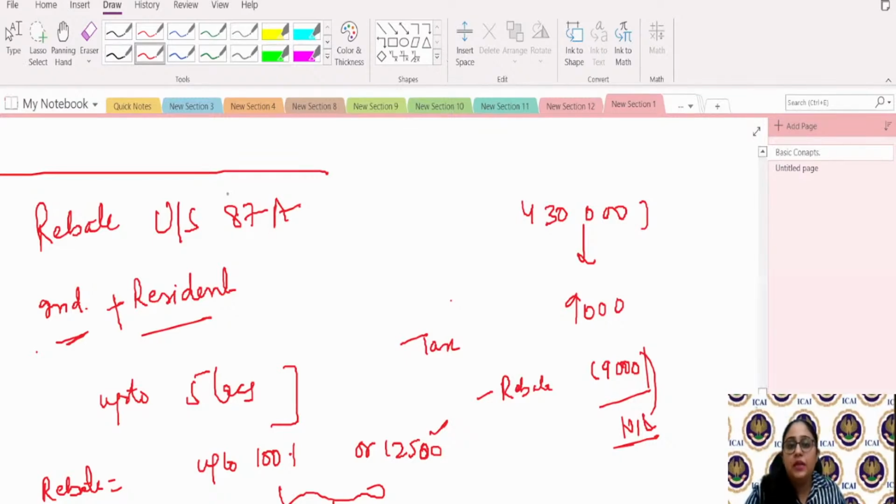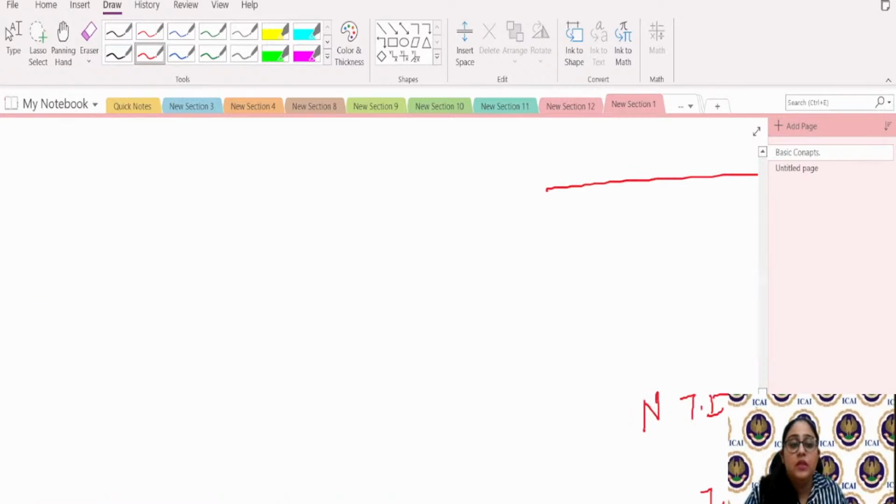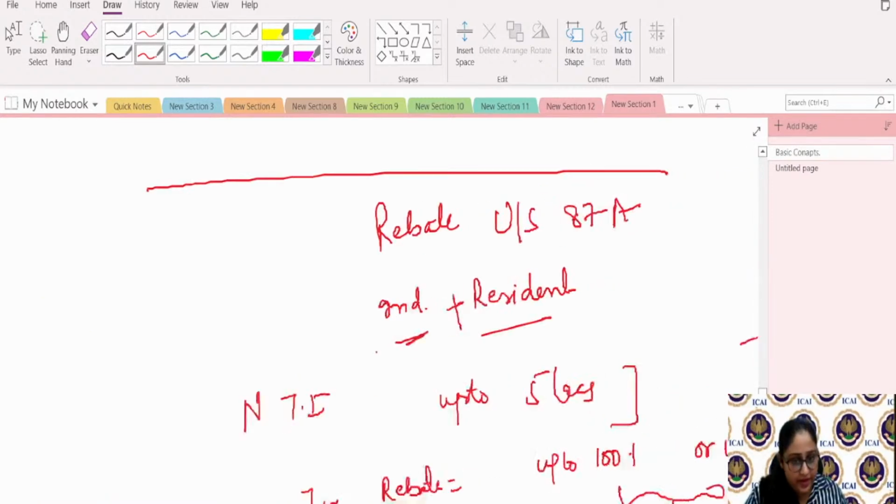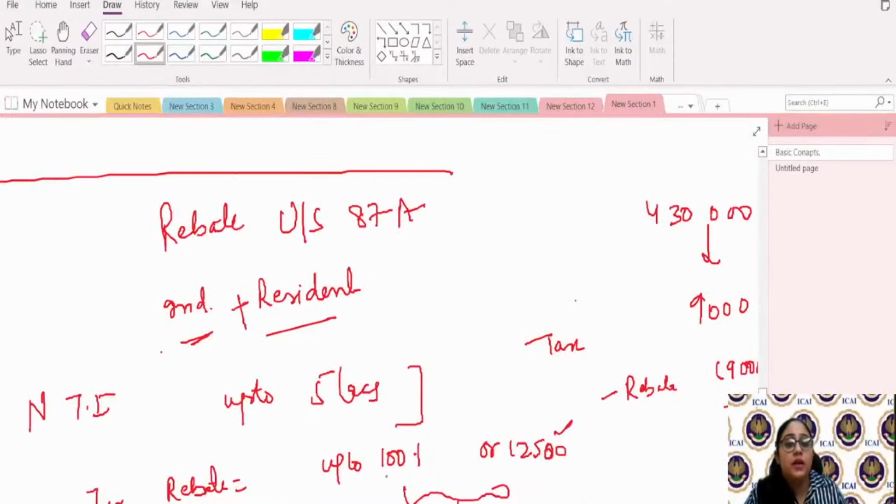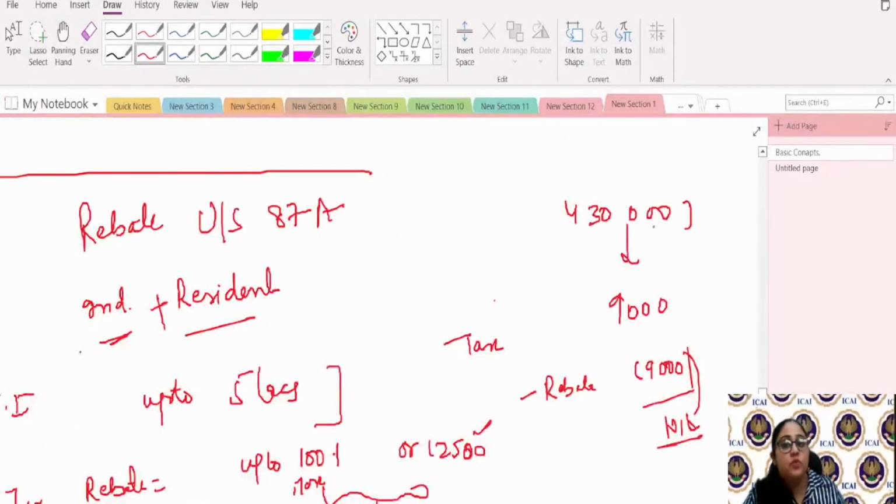So quickly again, I think there was some network problem. Rebate under Section 87A is allowed only for individual or resident and would be allowed only if the net total income is up to 5 lakh. The rebate would be how much? 100% of tax amount or 12,500, whichever is lower. This is before cess. So my friend who had 4,30,000 income had a tax of 9,000, so he got a rebate of 9,000. Total tax becomes nil. 4,80,000, calculate the tax, total tax becomes nil. The moment your income crosses 5 lakh, even by 1 rupee, no rebate would be allowed.